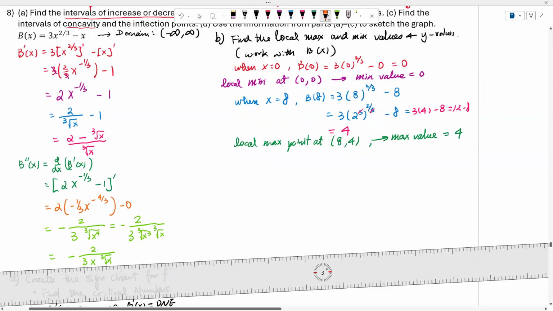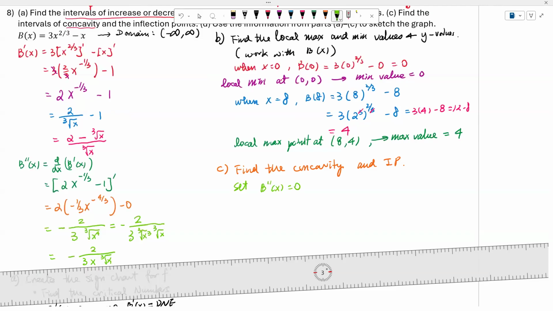And now I would like to find the concavity and the inflection point. So in this case, I would like to set b double prime of x equal to 0, or b double prime of x does not exist.